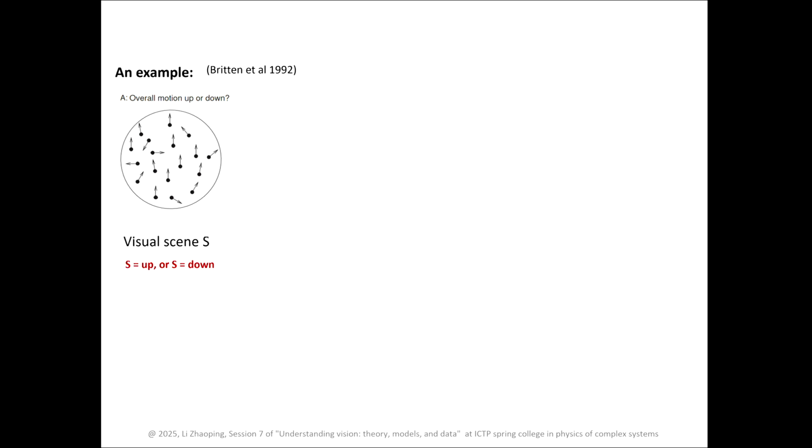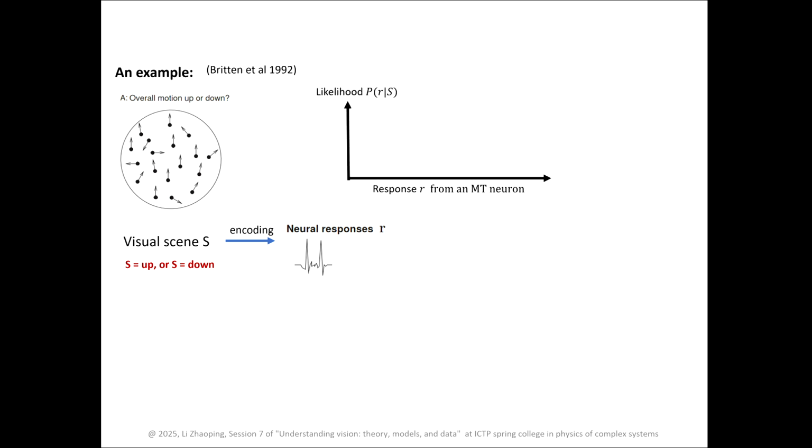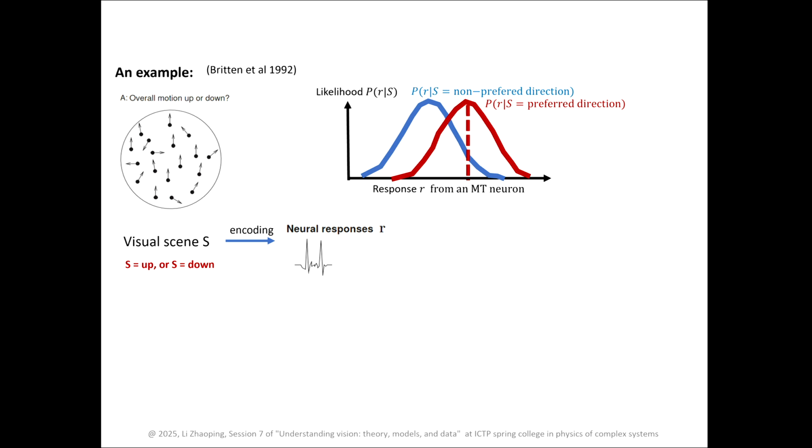So let's describe this visual input scene property, the motion direction, by S. S has two possible values, S equal to up or down. The monkey has to rely on the responses R of its neurons to do the task. Let's focus on only one neuron. Its response property can be described by how likely each response R is in different input conditions. When the overall motion is in the preferred direction of this neuron, let's say this is the probability distribution of possible responses R. Its average response R is roughly here. When the overall motion is in the opposite direction, then its responses are on average weaker. So this motion direction is this neuron's non-preferred motion direction.